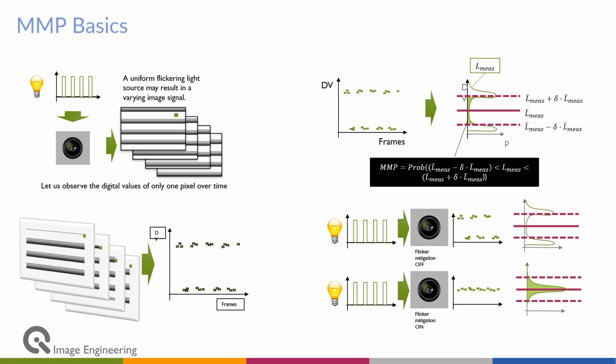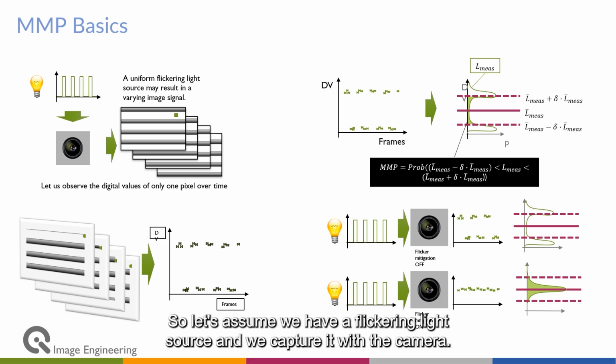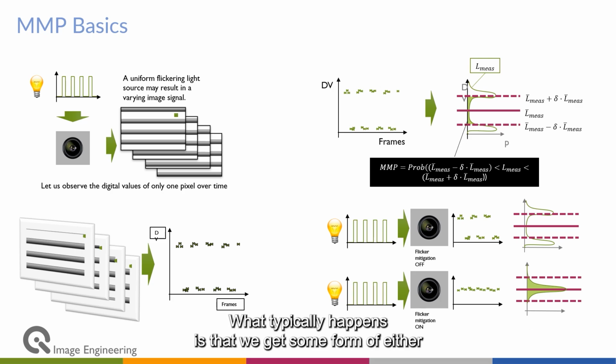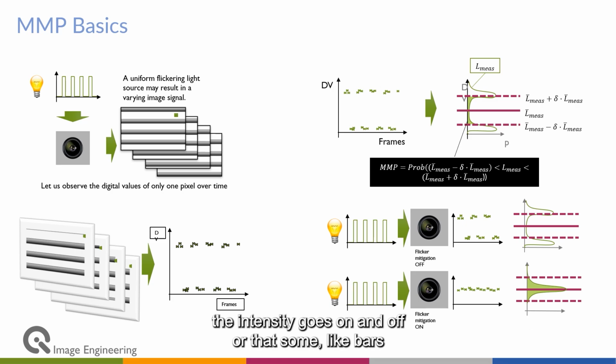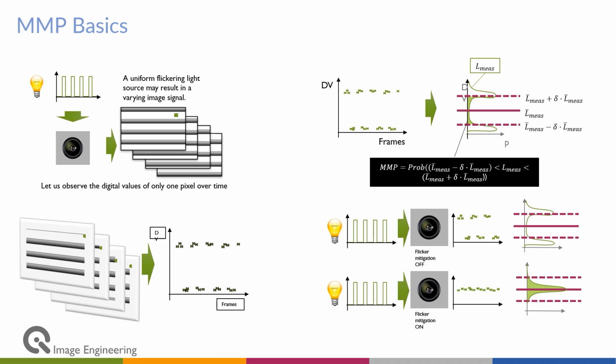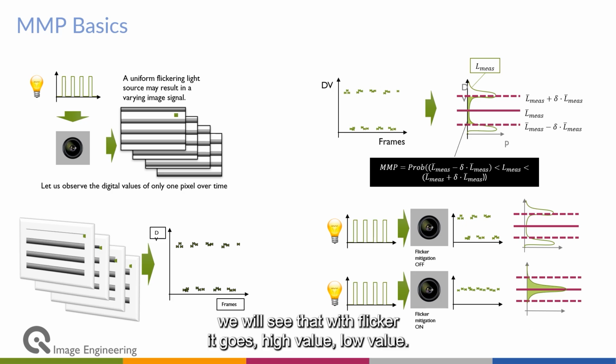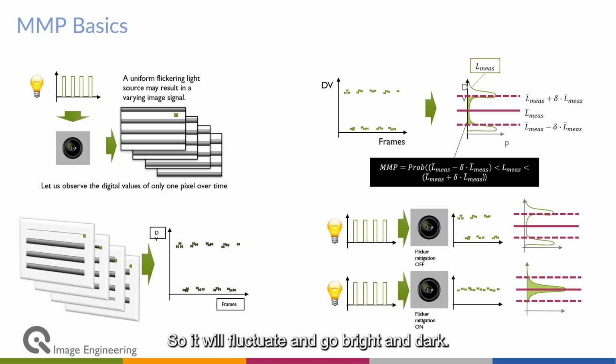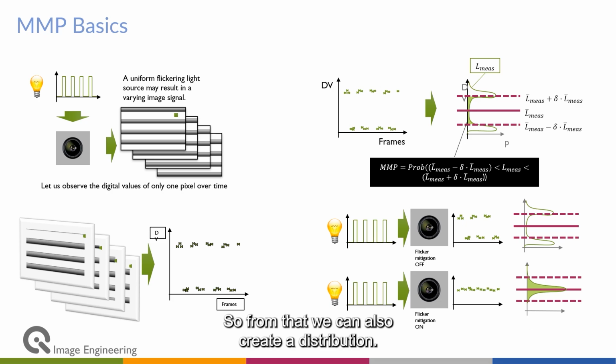One metric that we use there, which also creates a map, is the MMP, the modulated light mitigation probability. Let's assume we have a flickering light source and we capture it with a camera. What typically happens is that either the intensity goes on and off, or bars or certain regions move through the scene and get brighter and darker. If we observe a single pixel in that image, we will see with flicker that it goes high value, low value. It will fluctuate, going bright and dark. From that, we can also create a distribution.